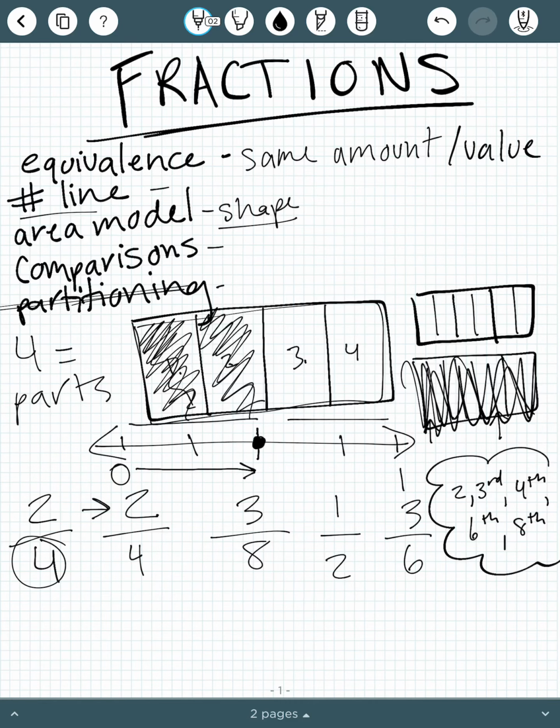So then after that, we would move to giving them 2 different fractions. So for example, if I gave them 1/2 and 3/6. So then right here, they're going to tell me, is it greater than, is it less than, or is it equal to?